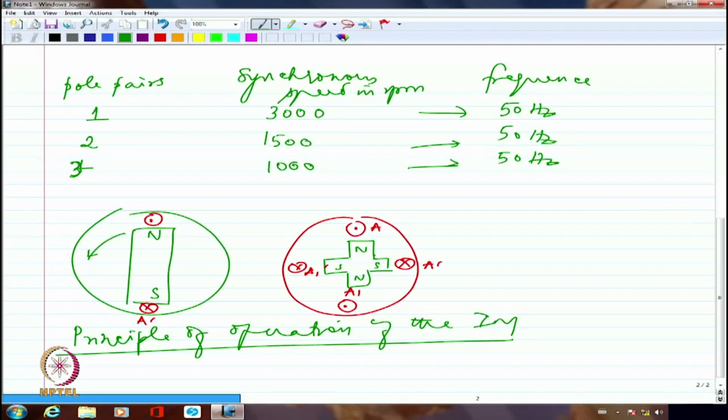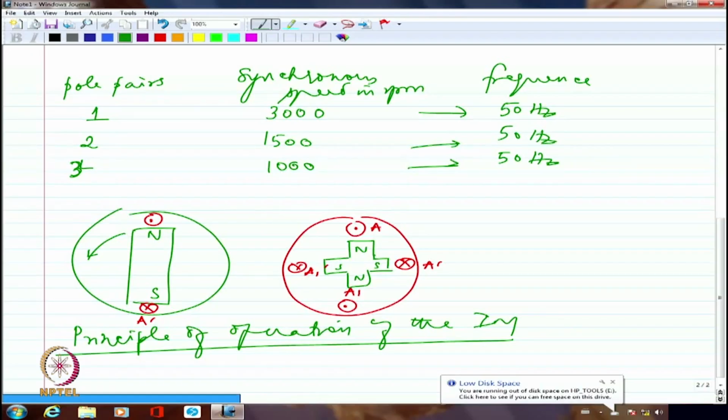Are you getting my point? So electrical reversal has taken place even before it has traversed the complete 180 degrees as far as mechanical is concerned. So that is the way it works. The number of poles increase, then correspondingly the mechanical rotational speed is going to decrease. Right. Now let us try to take a look at the principle of operation of induction motor.